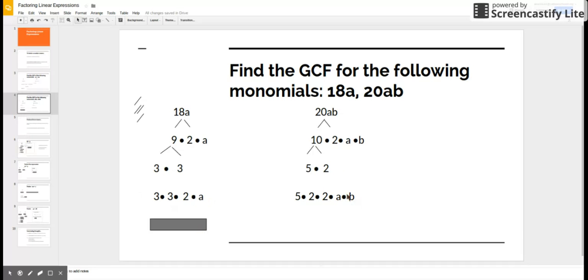Now you're comparing these two, and you need to pull out your common factors. I'm going to pull out a 2, because I see that here and I see that here. I'm also going to pull out an a, because I see that here and I see that here. So my GCF here would be 2a.